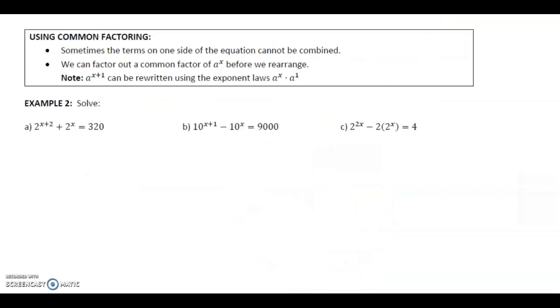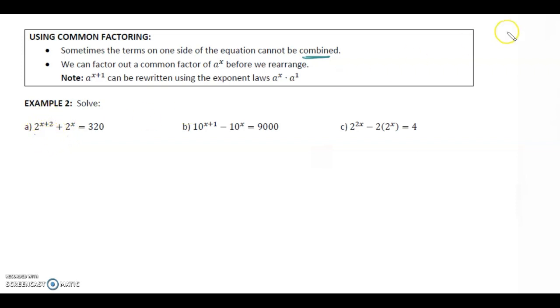Okay, using common factoring. So here is a new method that we can use with exponents and logarithms. Sometimes the terms on one side of the equation cannot be combined. An example of this is for a, 2 to the x plus 2 plus 2 to the x. Those cannot be combined. We can't apply exponent laws with addition or subtraction.